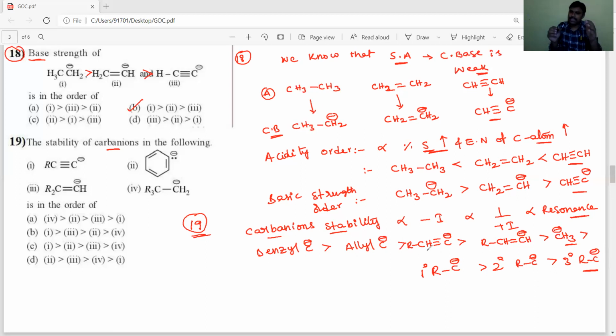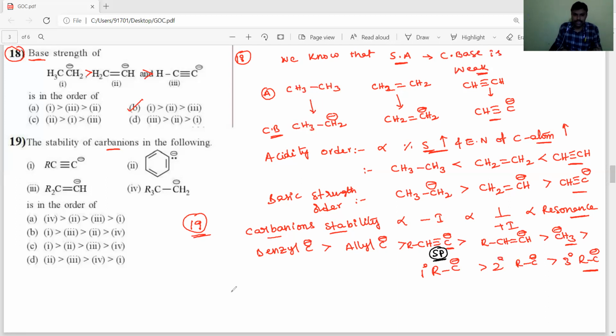So carbanion stability is directly proportional to minus I groups and inversely proportional to plus I groups, and also directly proportional to resonance. Why are triple bond containing carbanions more stable? Because the triple bond means the percentage of S character is more. It contains sp hybridization, an sp hybridized carbon. Sp hybridization means more electronegative, which means minus I effect is more. That's why its corresponding carbanions are more stable.